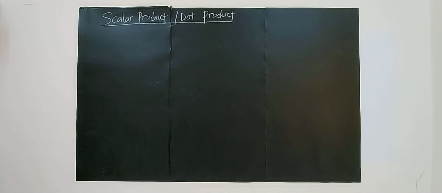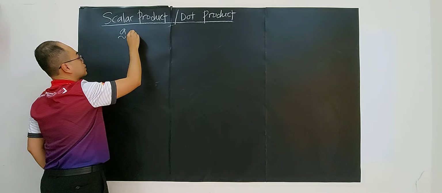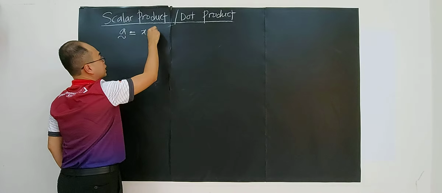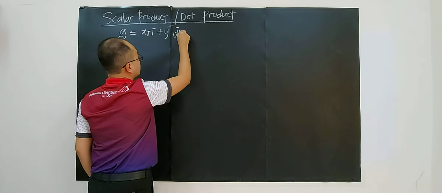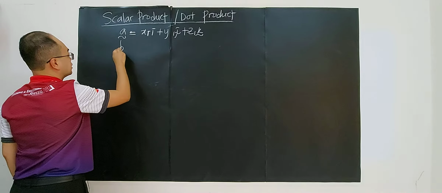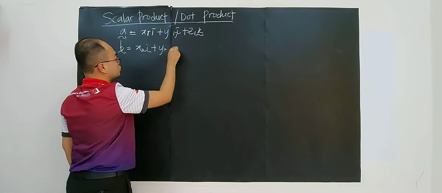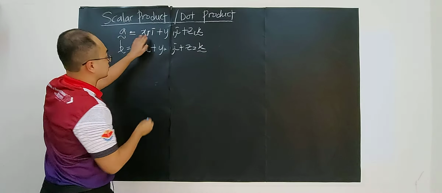Okay, in this video, let's discuss how to find the scalar product of two given vectors. As we already learned all the definitions, let's say I have a vector A given to be x1i plus y1j plus z1k, and vector B to be x2i plus y2j plus z2k. Let's say these are the given values.